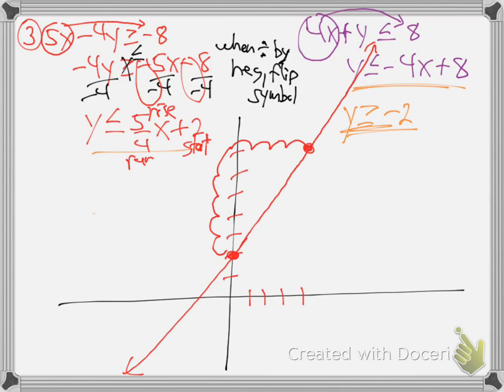Now the purple one starts at 8 and goes down 4 over 1. Rise over run. So it starts at 8. This is 1, 2, 3, 4, 5, 6, 7, 8 right there. And it goes down 4, over 1. 1, 2, 3, 4 over 1. Like that.